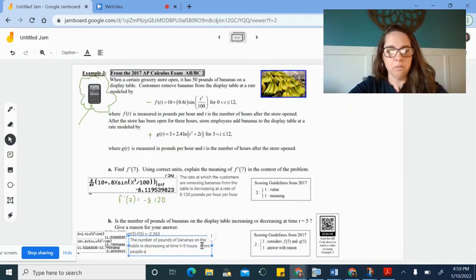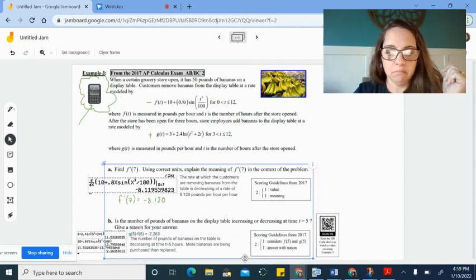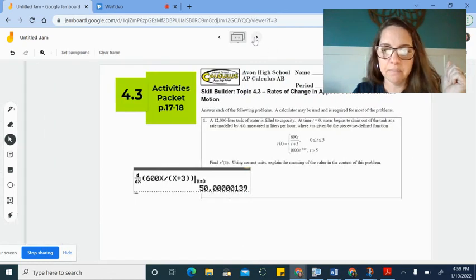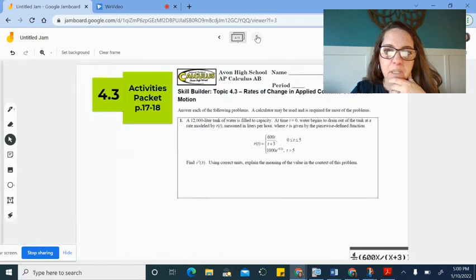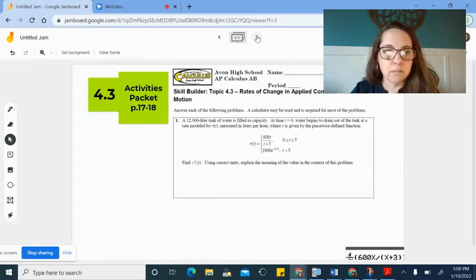More bananas are being removed. Well, maybe not more people, more bananas are being removed. More bananas are being purchased than replaced. Make sense? Okay. So those are our notes that we just did.